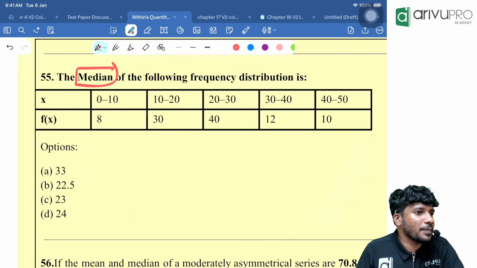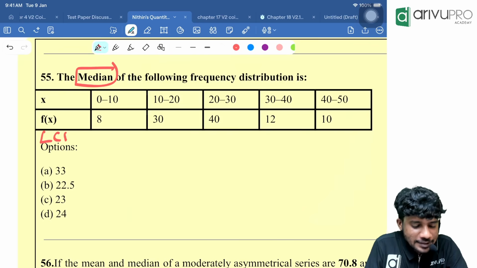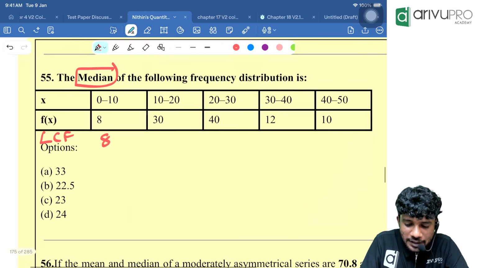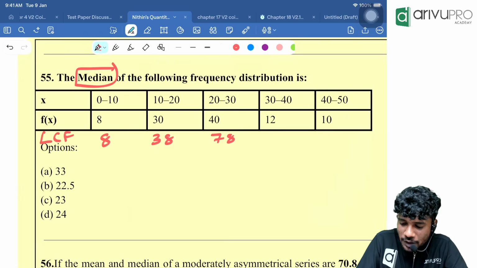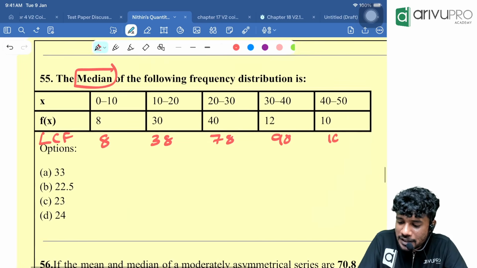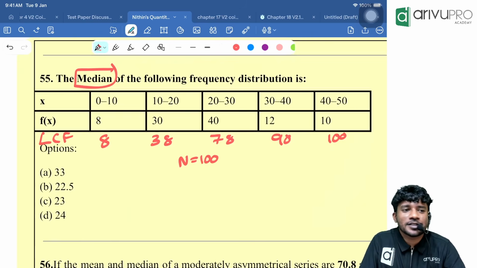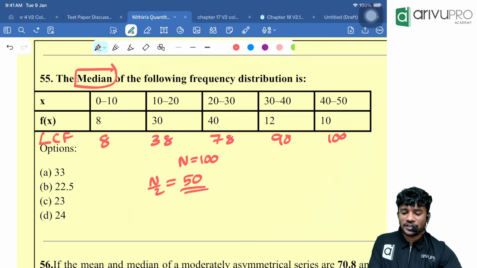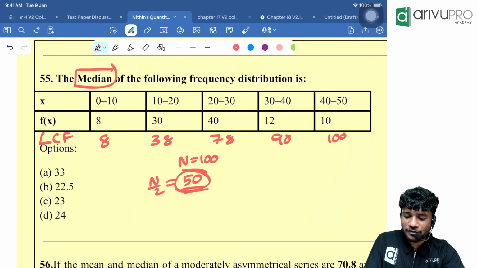How am I going to do it? First one is less than cumulative frequency. How to get it? 8. 8 plus 30 is 38. 38 plus 40 is 78. 78 plus 12 is 90. 90 plus 10 is 100. So n is equal to 100. That is sorted. Then first step is what? Find n by 2. N by 2 is how much, people? 50. Now tell me which is the cumulative frequency greater than 50?